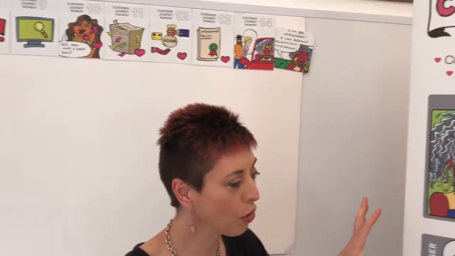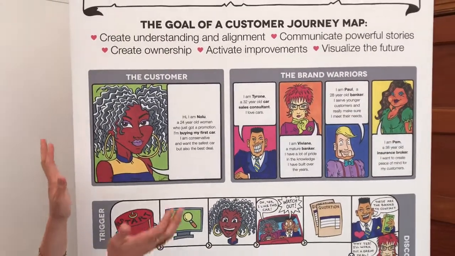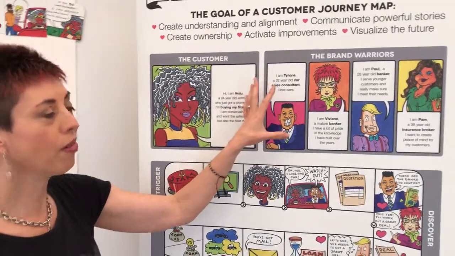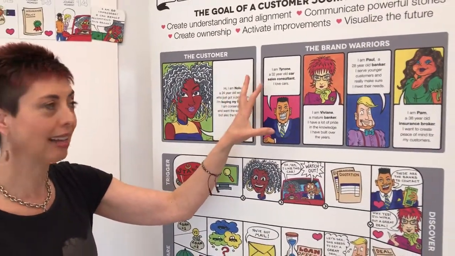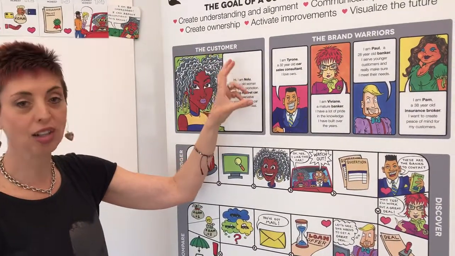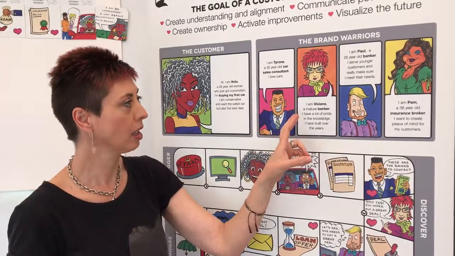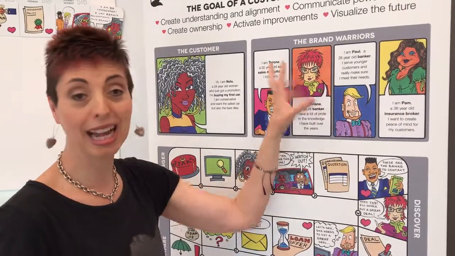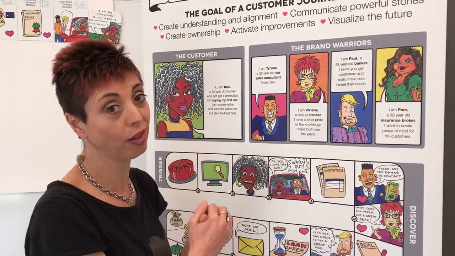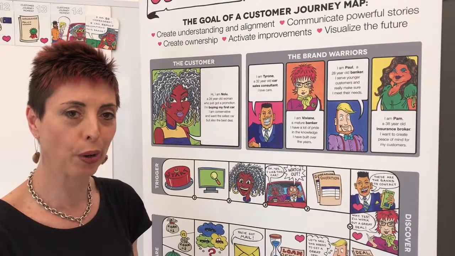So to quickly show you how we've put the journey together, we've got the persona of Nolu. Then we have all of the brand warriors that she interacted with in her journey. We've got Tyrone, he's a car sales consultant. We've got Vivian, who's a banker. We've got Paul, who's another banker, and she has to decide which of these bankers make her feel the best about herself. And then we've got Pam, the insurance broker.